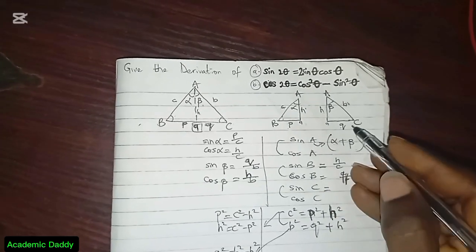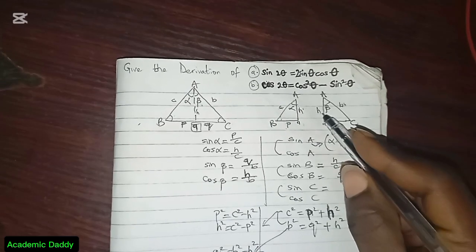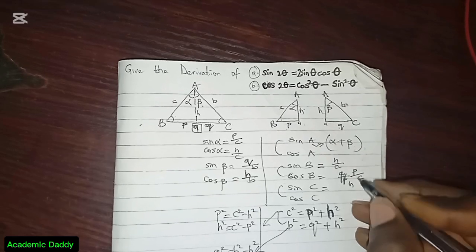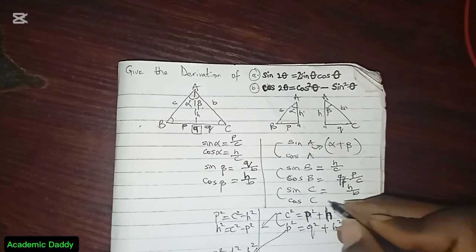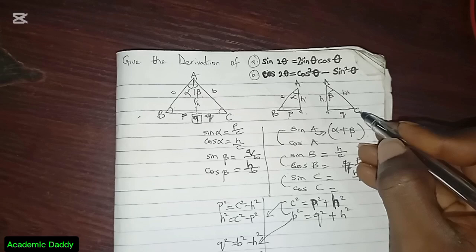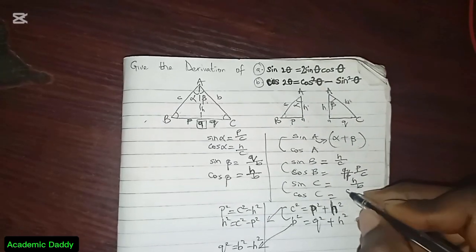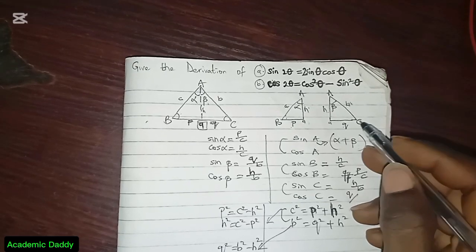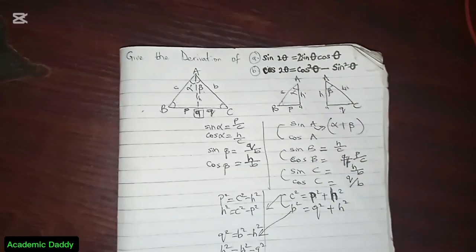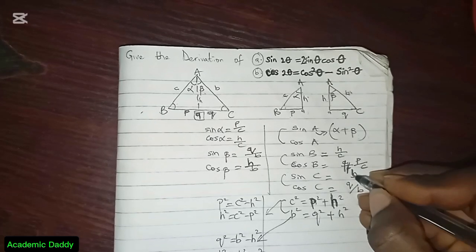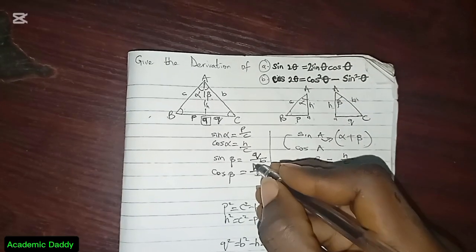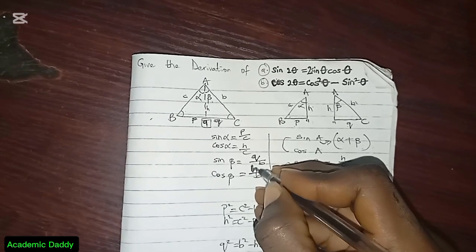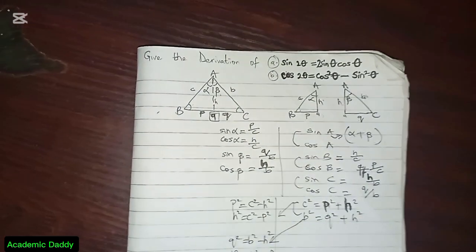Then sine C, this is C. Sine C, opposite over hypotenuse, is H over B. Cos C, adjacent over hypotenuse, is Q over B. Remember, this is H, so you don't confuse it.